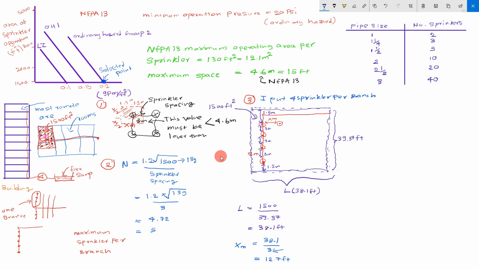What is this 3? I think all of you are confused. I assume it. You can assume 3, 4, 5, 6, 8, 9, any number, but here I assume 3. Why do I assume 3? Sprinkler to sprinkler, the maximum spacing must be 15 feet. If you assume 2, it is near 19 feet, which is higher than 15 feet. So I assume 3, and it is 12.7 feet.